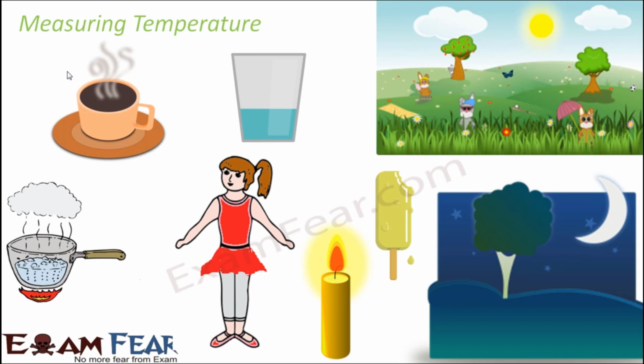Just to give you a rough idea, a hot cup of coffee might read around 70 to 80 degrees Celsius. That would be the approximate temperature of a hot cup of coffee. Boiling water will go somewhere around 100 degrees Celsius, so this is going to be hotter than the cup of coffee. The normal body temperature is 98.6 degrees Fahrenheit.